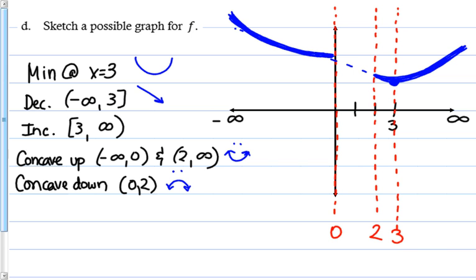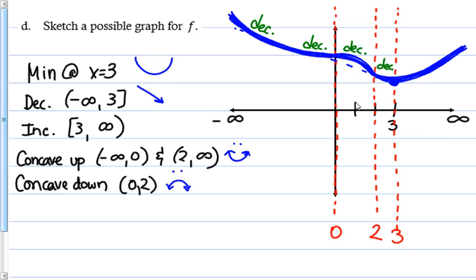From 0 to 2, it's concave down. So I need to make this look concave downy. And I still have to hold true to the fact that from negative infinity to 3, this function has to look like it's decreasing. So this has to look like it's decreasing. This has to look like it's decreasing. All the way to right here has to look like it's decreasing. Okay, my function does look like it's decreasing, hopefully, right?